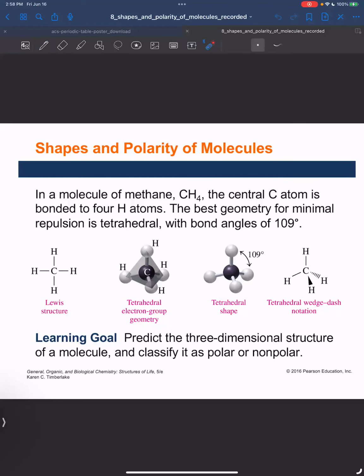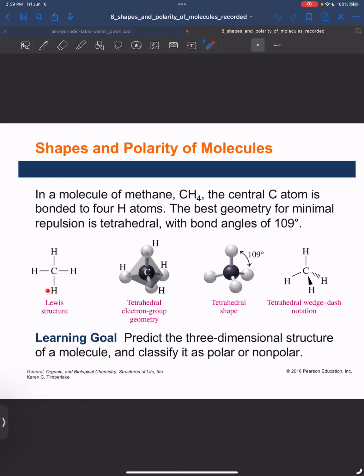Hi everyone, welcome back. The learning goal for this video is for you to be able to predict the three-dimensional structure of a molecule and classify it as polar or nonpolar overall. So here's an example of methane, CH4. The central atom carbon is bonded to 4 hydrogen atoms. And if you were to draw the Lewis structure, it may look something like this.